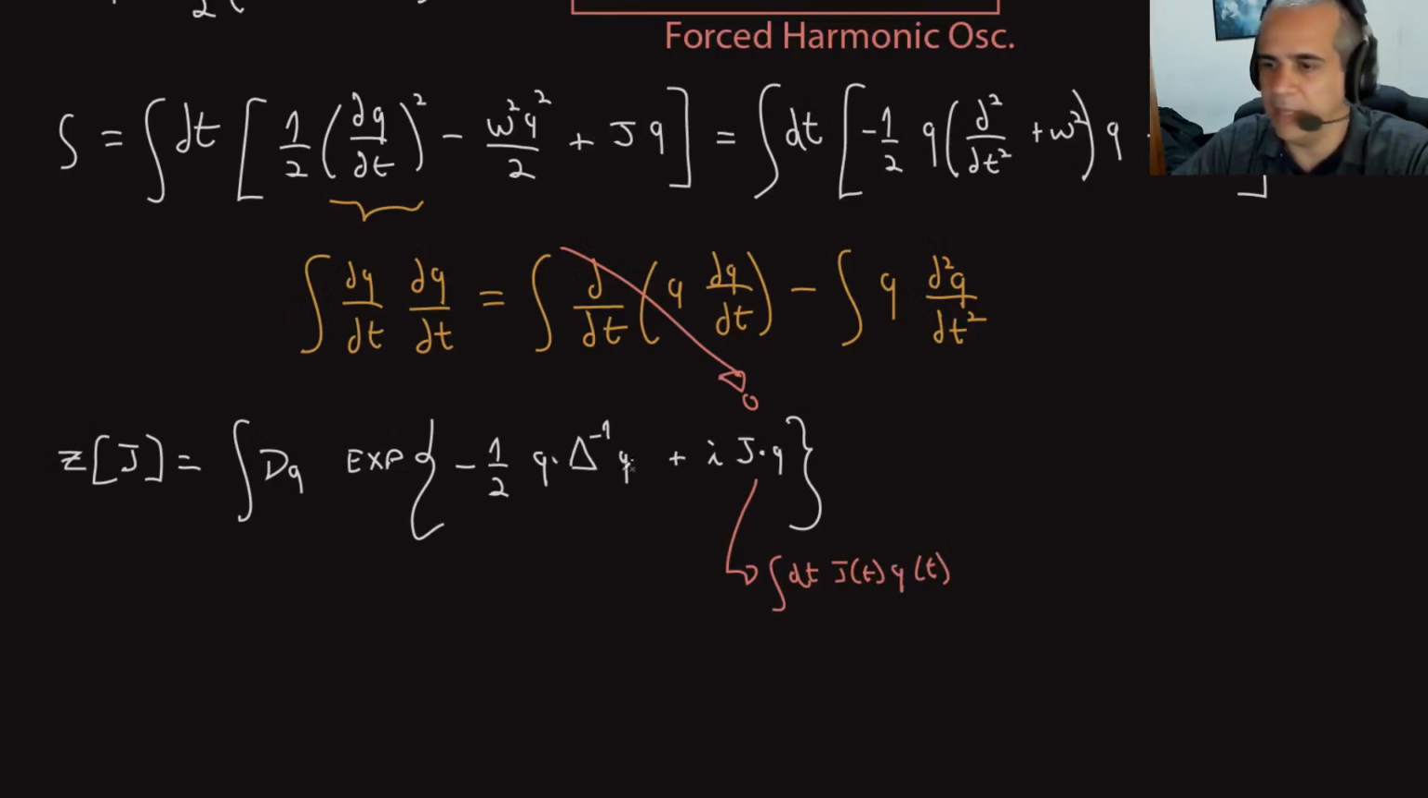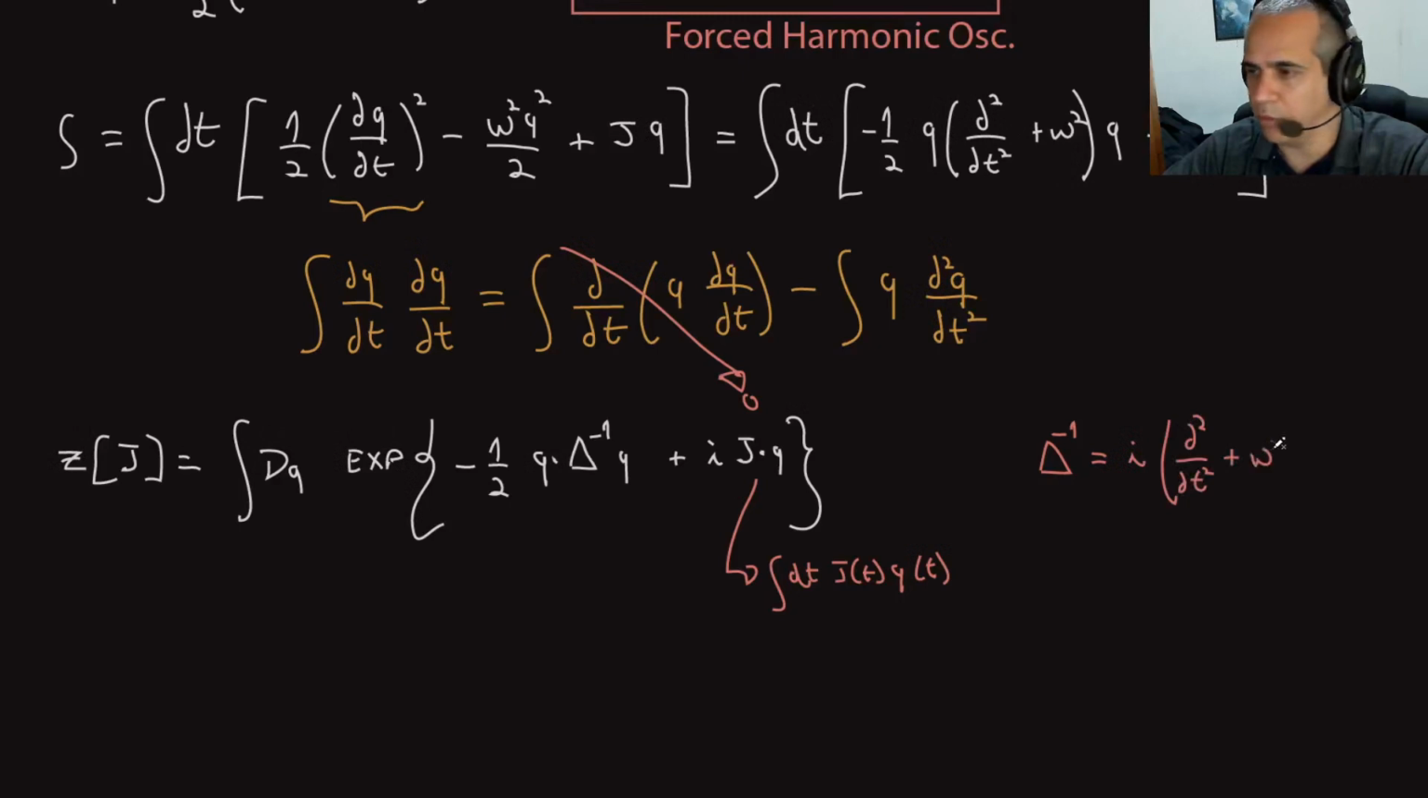Same here. And delta minus 1 is just i d²/dt² plus omega squared, which is this operator that is acting on the vector space of these functions, right? We're dealing with a vector space, so this operator is acting on q. This is just a scalar product between these two vectors, which are in the space of functions, right? Real functions, for now.